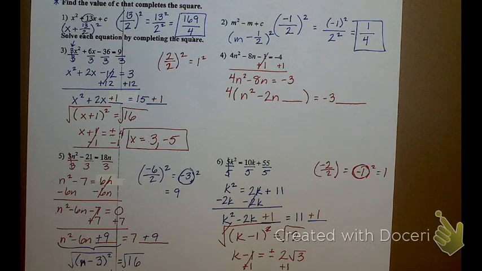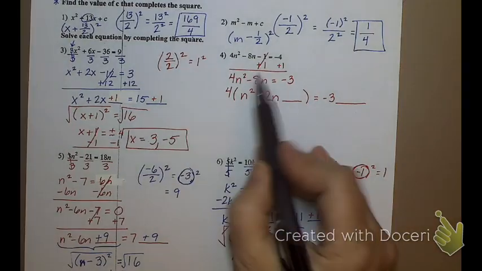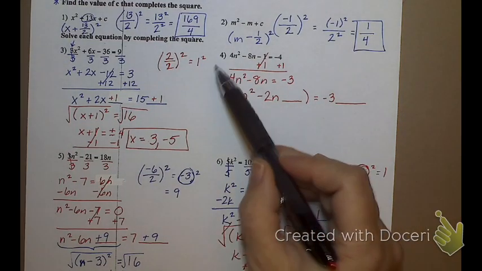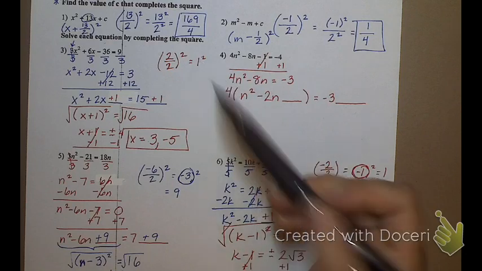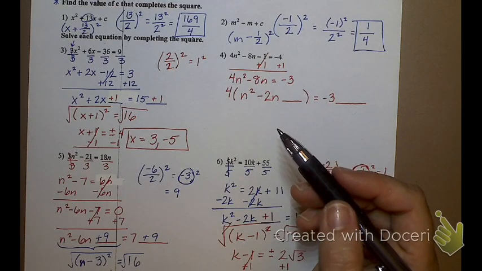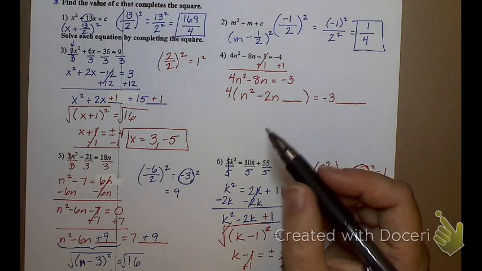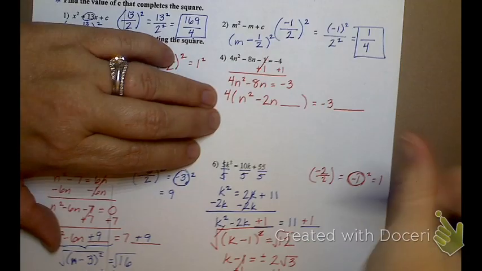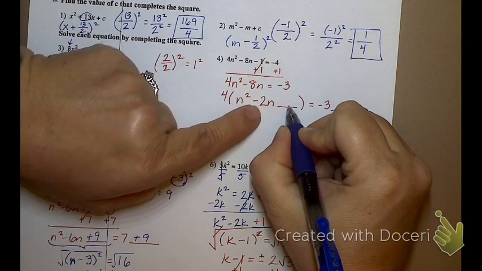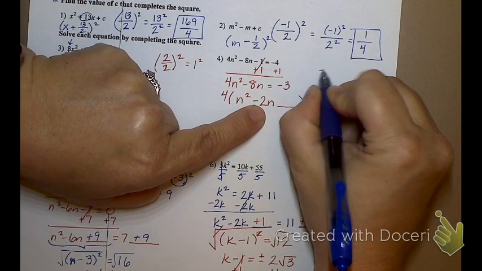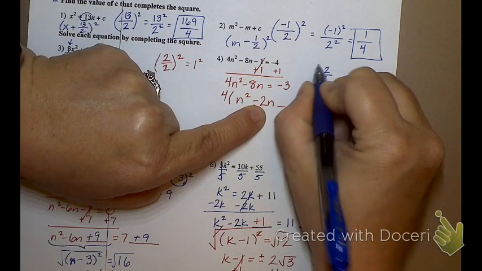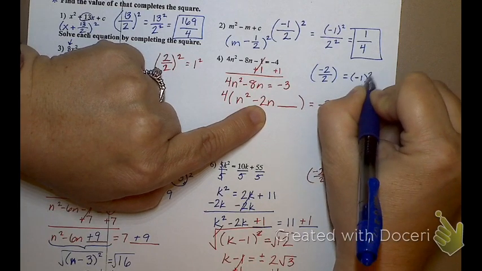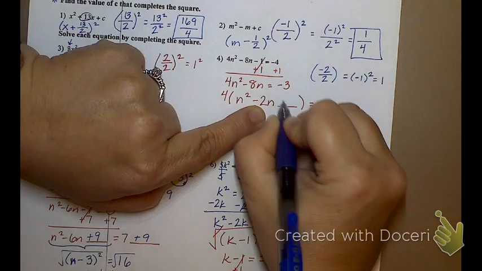Why did I choose 4 to factor? Because 4 is the number I need to get rid of. So that's why I factored it out. So if it was a 5n, I'd factor out a 5. If it was a 10n, I'd factor out a 10. I've got to get rid of whatever number. Now just be patient here. What's going to be my box number, or my blank? Negative 2 over 2 is what? Negative 1. Squared is 1, so I put +1.